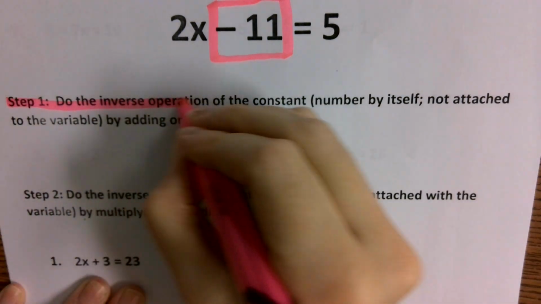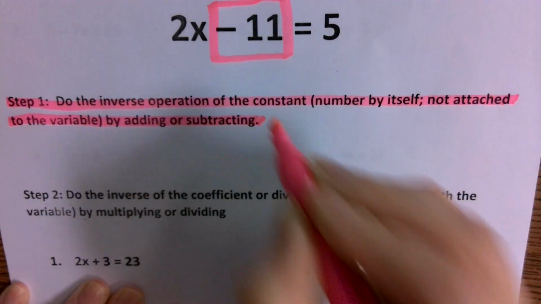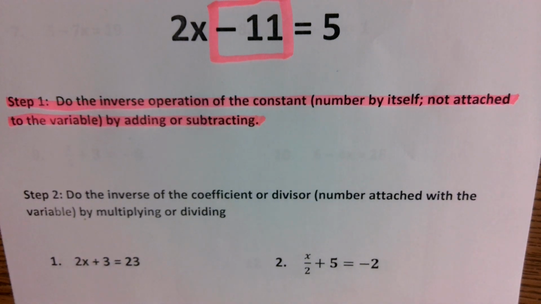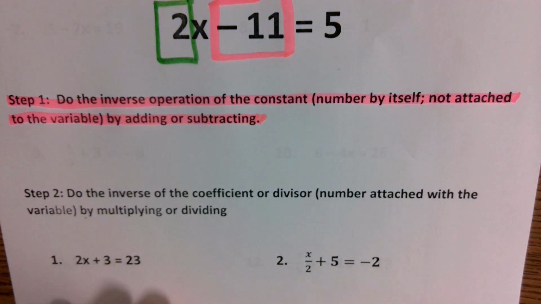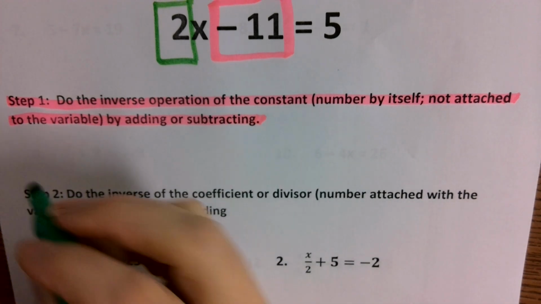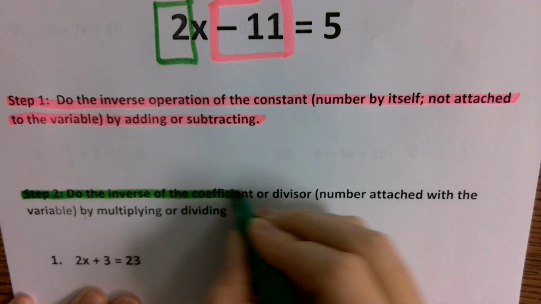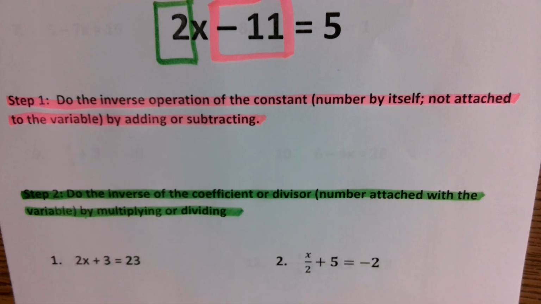So we always want to focus on doing the constant first, which basically means we're always doing the inverse operation of addition or subtraction first. Okay, then we go on to our inverse operation to our coefficient or our divisor. It could be a coefficient or it could be a divisor. That happens to be located right here. It's always physically attached with the variable, either through a multiplication or it's dividing the variable. So then we focus on doing that inverse operation, which essentially means that we focus on multiplication or division second.